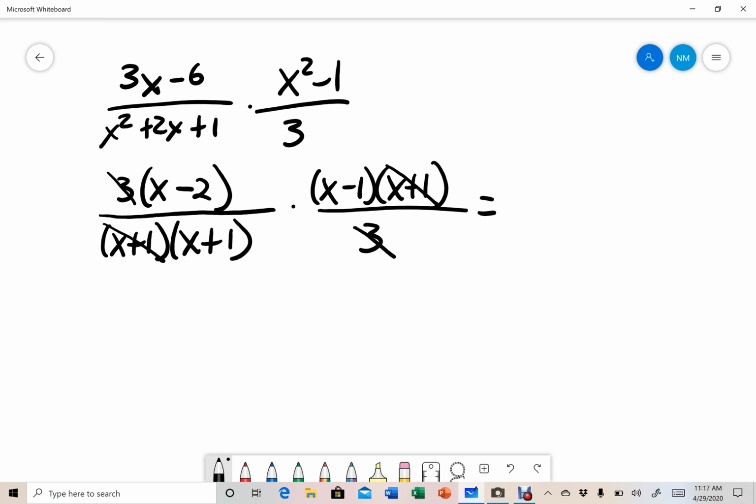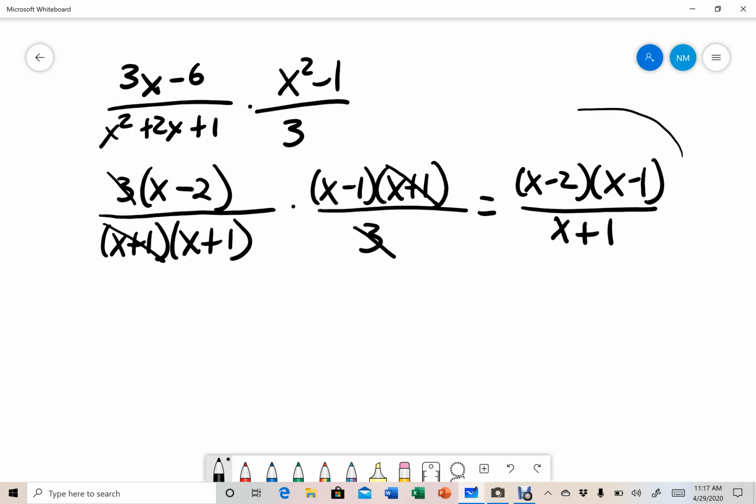I've got x minus 2 times x minus 1 over x plus 1. Okay, so here, this is going to be my final answer. I do not need to multiply or FOIL this out. This in and of itself is my answer, okay? I don't have to go x times x times 1, negative 2 times x, negative 2 times 1, and factor that out. It's not necessary, okay? So this is where we're at here, okay?